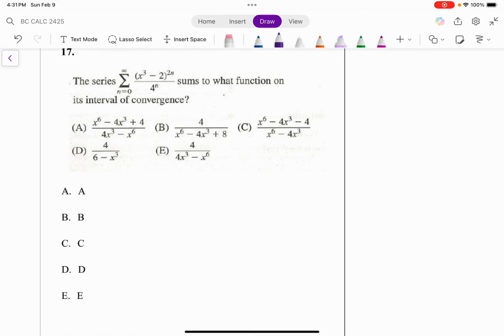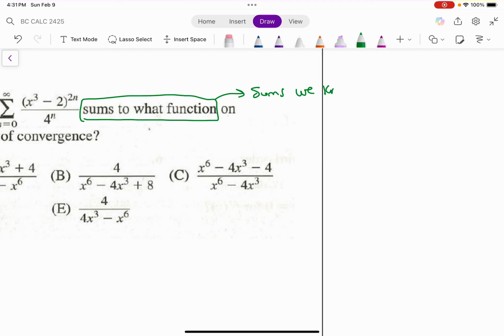All right, this question says, this series sums to what function on its interval of convergence? So if we're told something sums to a function, that means we know something about this type of series. So types of series whose sums we know include geometric.